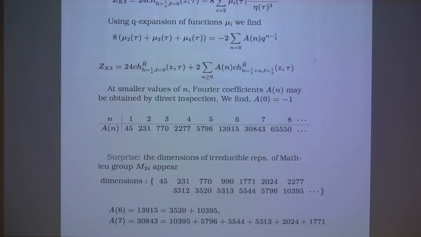So, I'm sorry, I think I will finish in a few minutes. So this is the analogy. In the case of monstrous moonshine, we have just a single variable, Q or, I should say, tau, in the function J. It had a Fourier series expansion with a single variable q to the n. And in this case, we have two variables, z and tau.